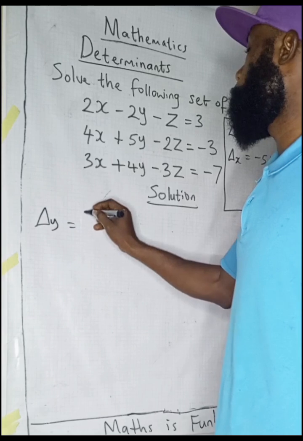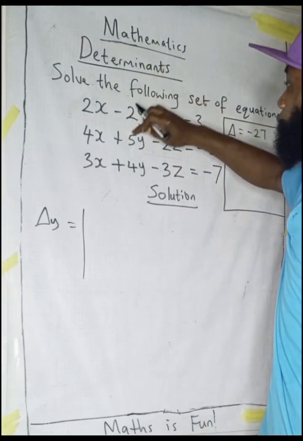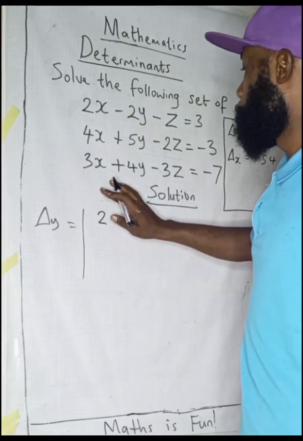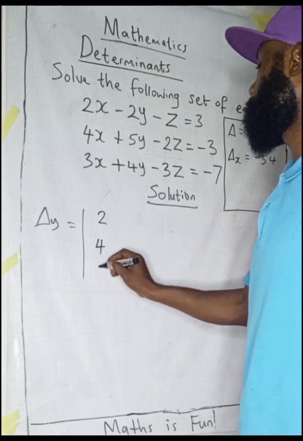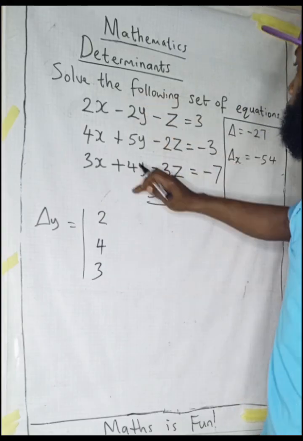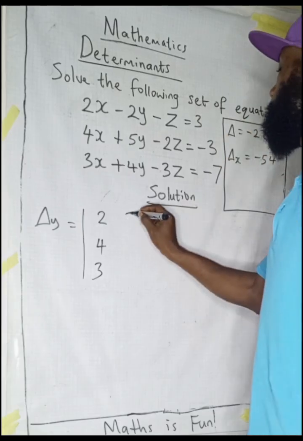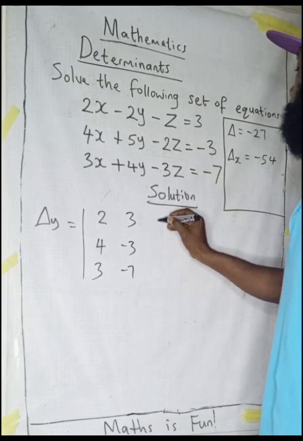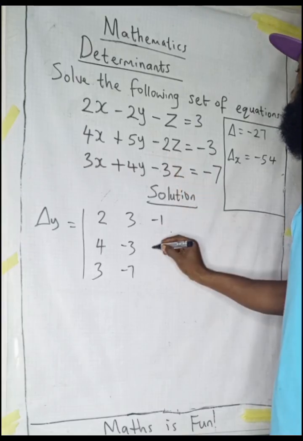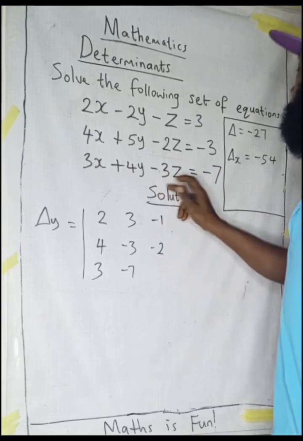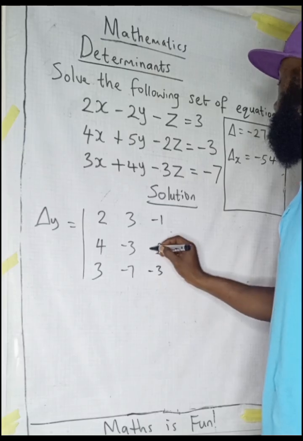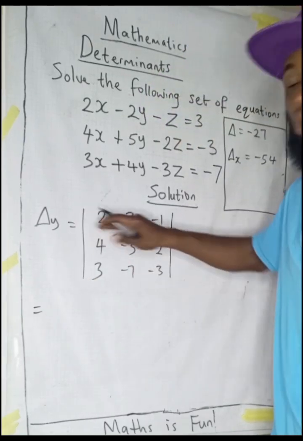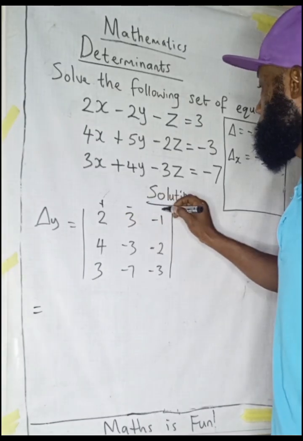Change in y will be equal to: replace the coefficient of y with what we have here. So for now we have 2, 4, 3. No longer this, but 3 minus 3, minus 7, minus 1, minus 2, minus 3. Right? So we expand again using row 1, with signs plus, minus, and plus.